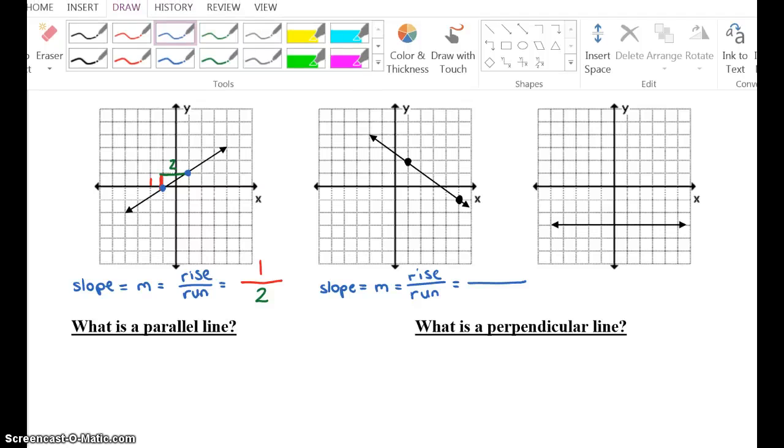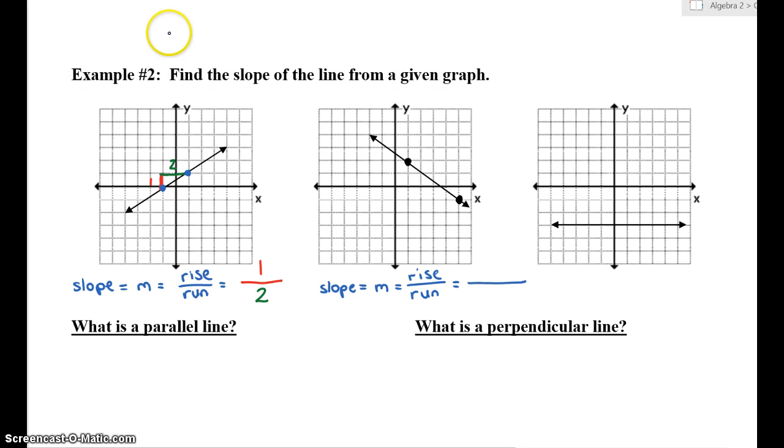All right, so let's look at this. I'm going to go from the first point that I see down, and I went down 1, 2, 3. So I'm actually going negative 3. So my rise is negative 3. I went down 3. And then I want to see how much did I run. Well, I'm going to go 1, 2, 3, 4 to the right, so that's positive 4. So my slope is going to be negative 3/4.